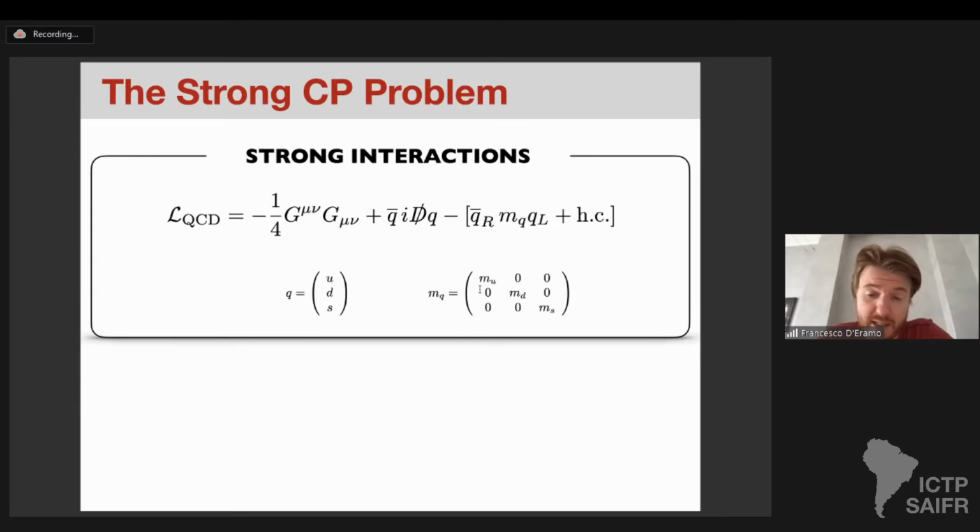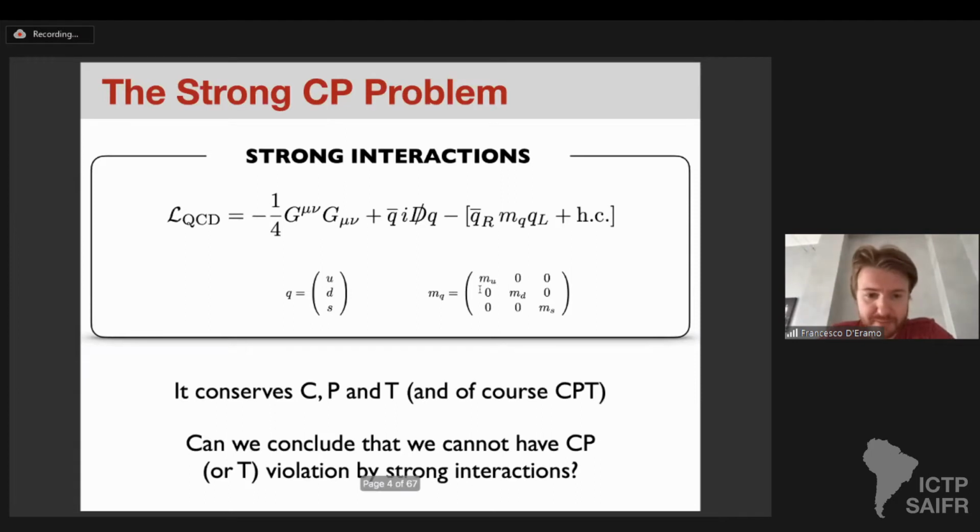And the mass matrix, I decide to work in a basis where I make it diagonal. I can always choose a basis where the mass is diagonal, so these are mass eigenstates, in other words. So this Lagrangian conserves C, P, and T, which are discrete symmetries, and of course CPT. And here I write of course because there is a theorem ensuring that this combination is conserved for this class of theories. So can we conclude from this slide that we cannot have CP violation or T violation by strong interactions? Because remember, this combination is conserved, so violating CP and T is the same.